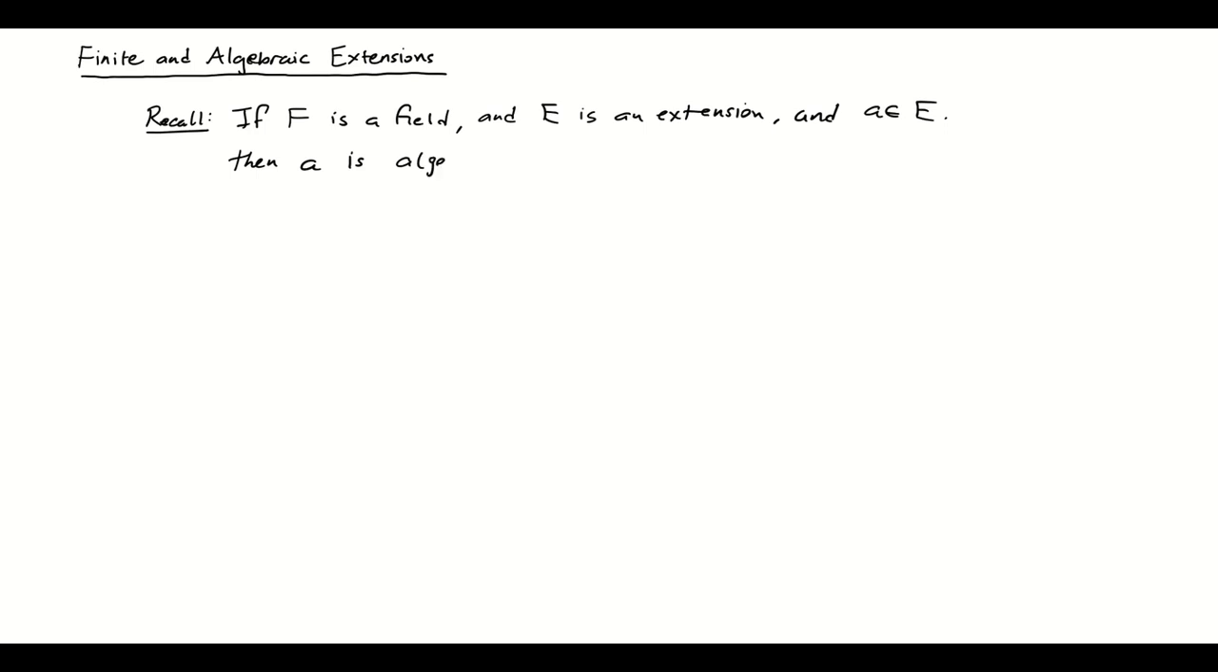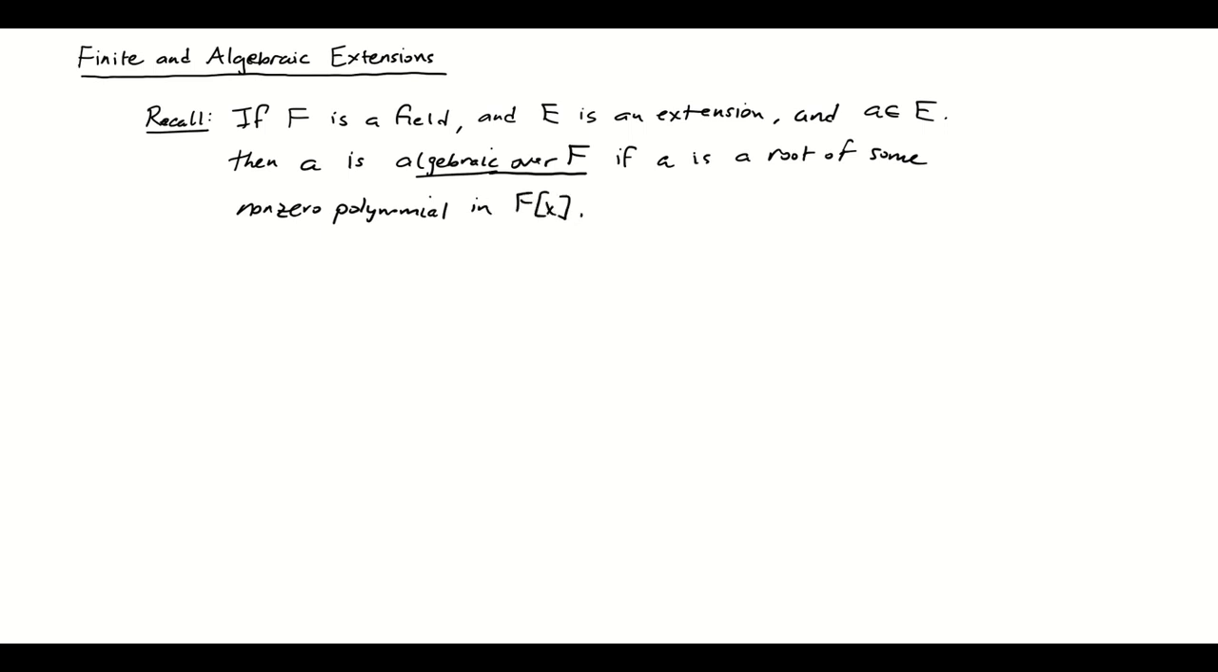So just as a reminder, recall, if F is a field and E is an extension of F, and A is an element of E, then A is algebraic over F. And let's underline all of that because that entire thing is what we're defining. A is algebraic over F if A is a root of some non-zero polynomial in F adjoin X. So that's what it means to be an algebraic element.